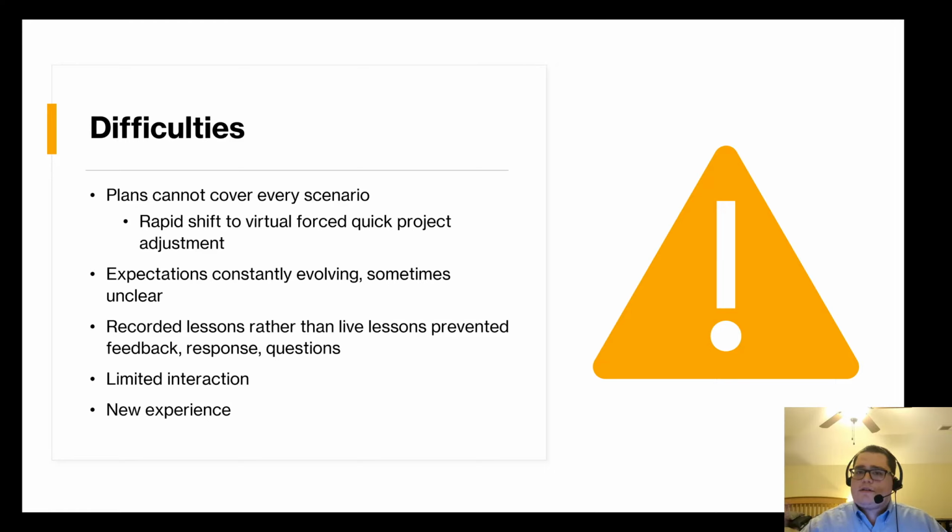And then from there, it shifted a little bit more, saying instead of presenting live, you would have to present virtually. So the rapid shifting in not just the project structure, but in people's schedules and commitments and priorities, that made planning difficult. It made expectations evolve quickly, and as such, it made those expectations unclear at points.